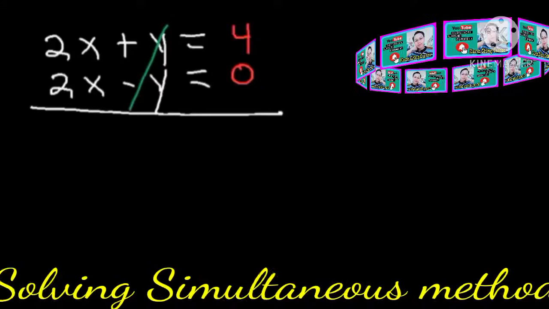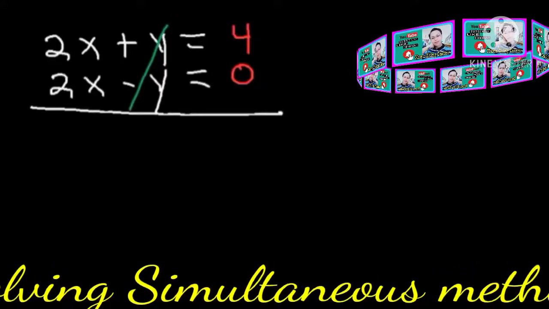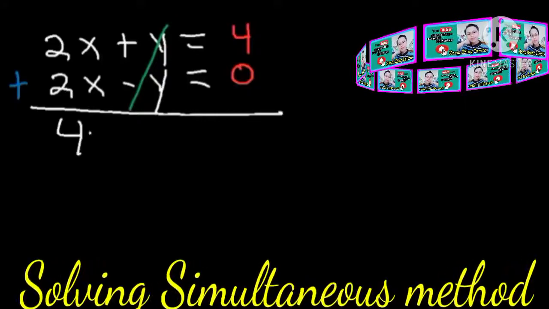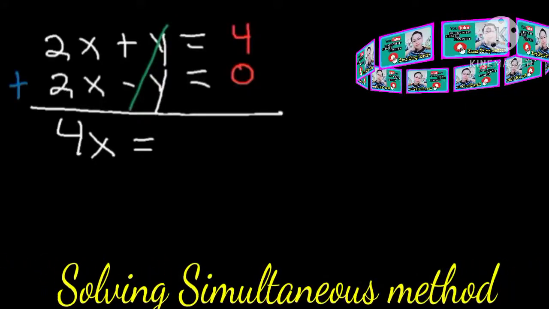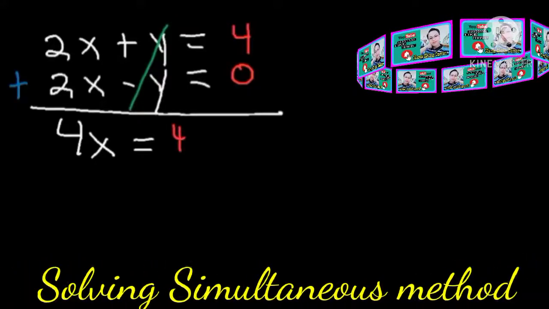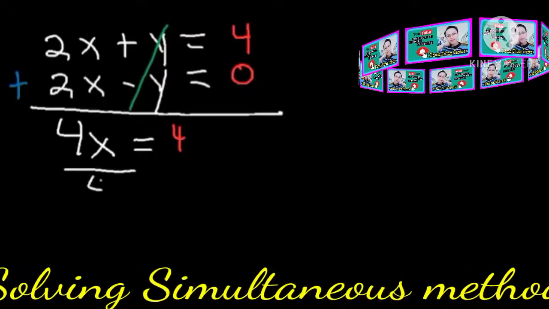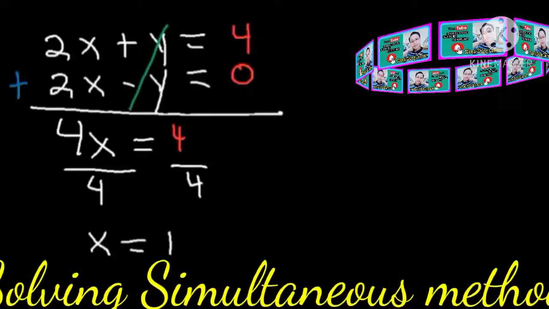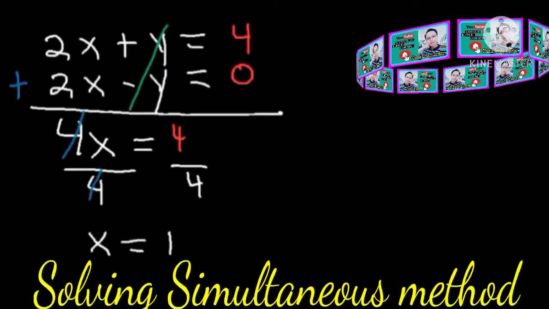So now we can add everything else. 2x plus 2x is equal to 4x, and 4 plus 0 is 4. Now to solve for x, let's divide both sides by 4. So 4 divided by 4 is 1. Therefore x is equal to 1.